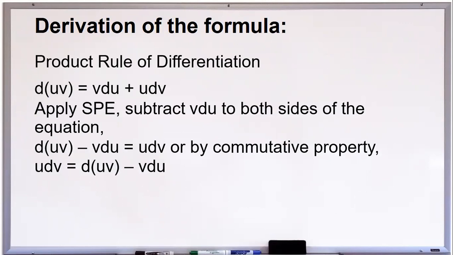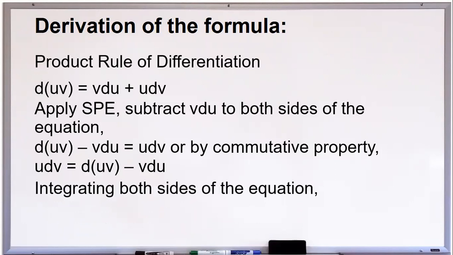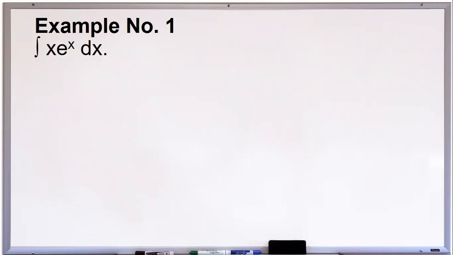So paano nga ba mawawala si d kay uv? So integrate natin both sides ng equation. Okay, so yung formula natin ng integration by parts, iyan na yun. So integral of u dv, which is equal to uv minus integral of v du. Okay, so let's have our first example.